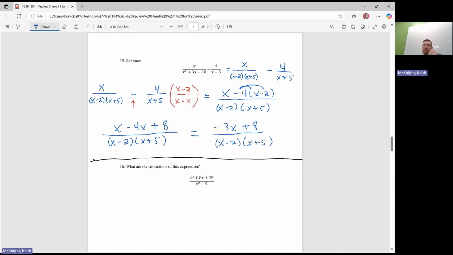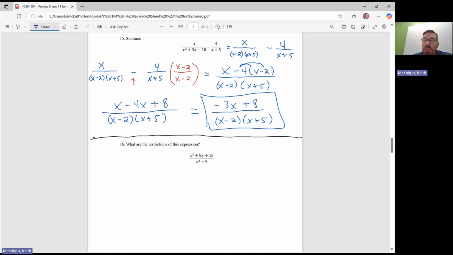Now, before we finish up, we're going to ask ourselves, now that we've combined our two tops, we've distributed, we've combined like terms and done everything, can we refactor that new top to see if something cancels? Well, negative 3x and 8 have nothing in common. There are no x squareds. So we're pretty good. So this thing's going to be in its final product here. So we have our final answer.